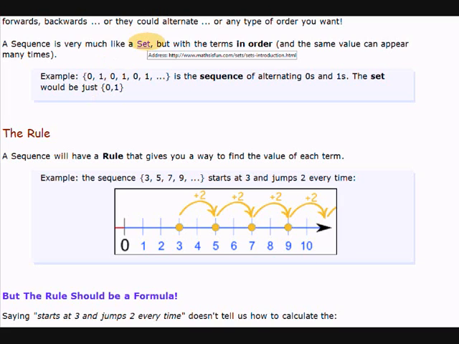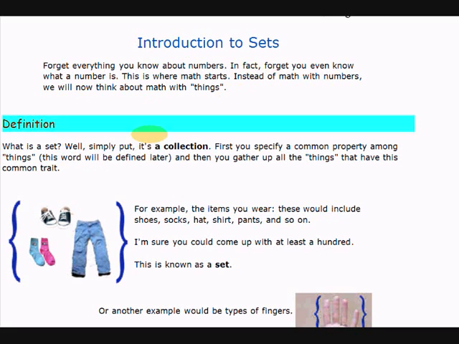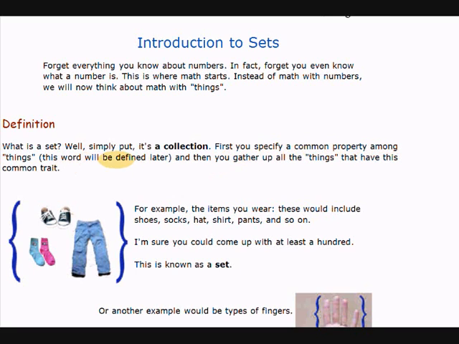Do you remember the introduction to sets? What is a set? Well, simply put, it's a collection. First you specify the common property among things, and then you gather up all the things that have a common trait. For example, there is a set of shoes, socks, pants.